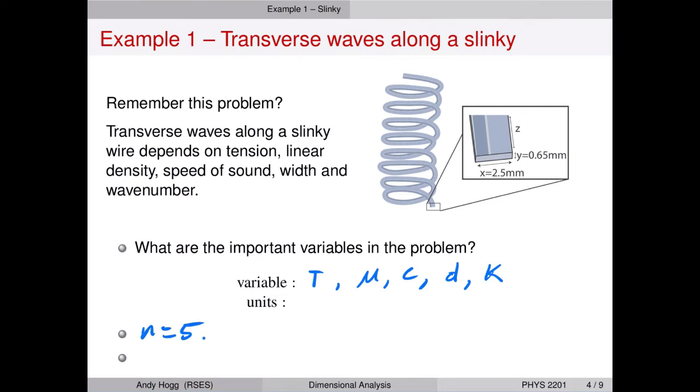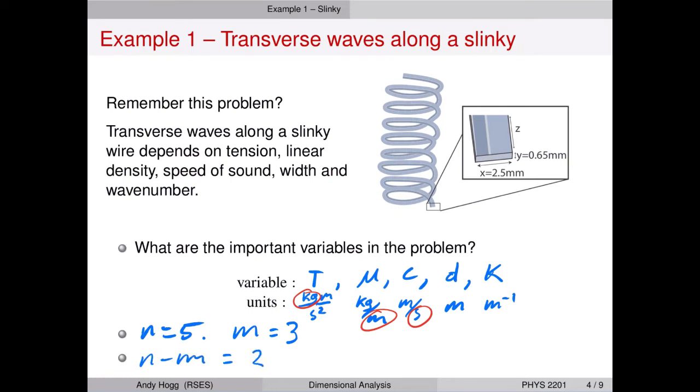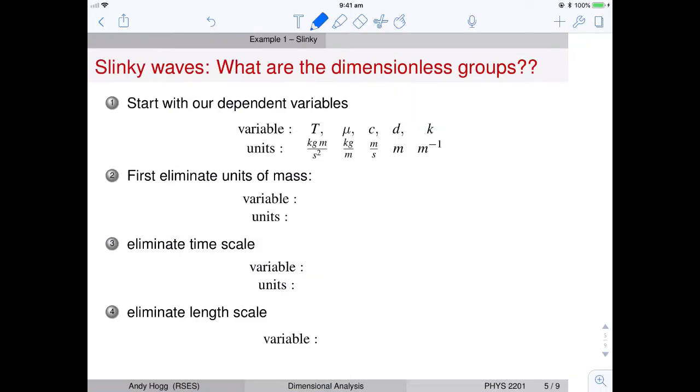But what are the fundamental independent quantities? We get these by writing down the units of each of these variables. Tension has units of kilograms meters per second squared. Linear density has units of kilograms per meter. The speed of sound has units of meters per second. The width of the wire has units of meters, and the wave number has units of inverse meters. So, our independent quantities are kilograms, meters, and seconds, giving m equals 3. n minus m equals 5 minus 3, which is 2 dimensionless groups. So, Buckingham PI theorem tells us that there are 2 dimensionless parameters which are needed to give the evolution of this system. The next thing we need to do is to figure out which dimensionless parameters are the relevant ones.